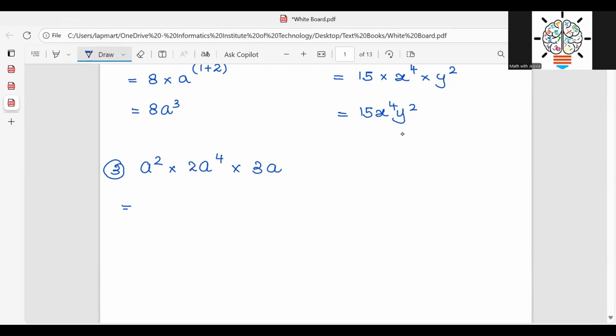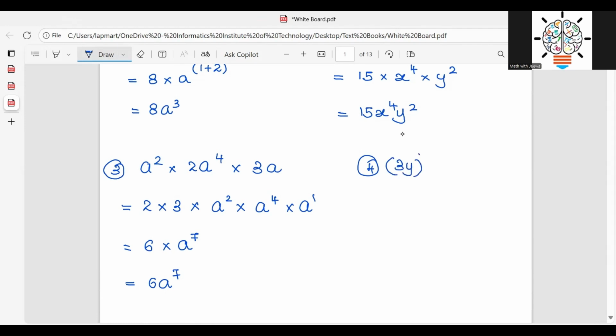First, I will write the numbers. I have 2 times 3, then a to the power 2, a to the power 4, and a to the power 1. So then here 6 times, 2 plus 4, 6, 6 plus 1, 7. And here I write 6 a to the power of 7. Okay.